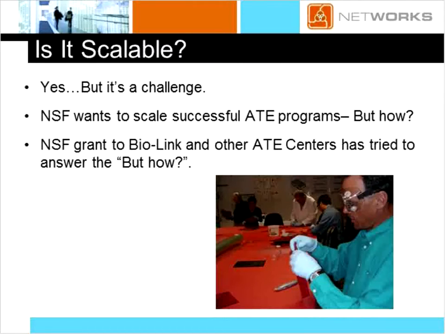Okay, so I think the video's over, and I'm going to pick it up with this discussion about, are these bridge programs scalable? Can they be replicated and spread across the country to other community colleges, and what would that look like if that happened? So I think the short answer, as you can see on the screen, is yes, they are scalable. You can replicate them, but it's a challenge.